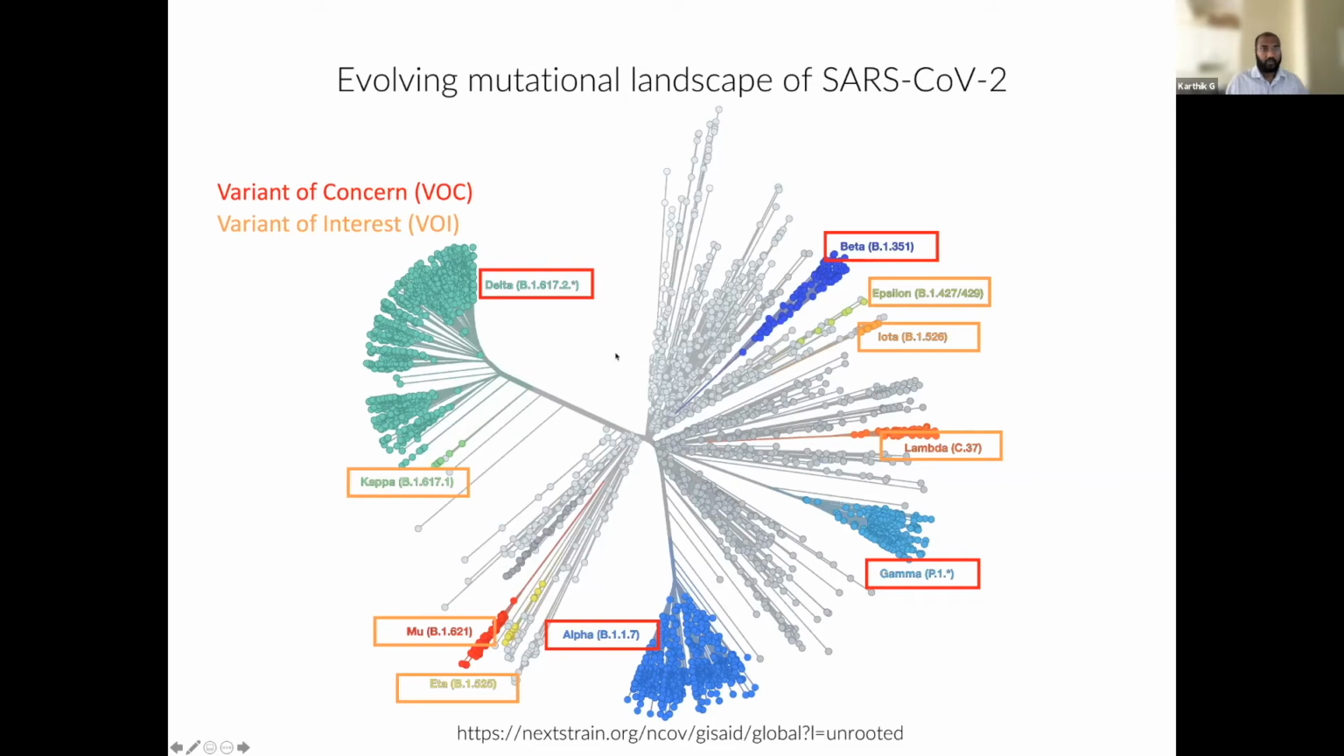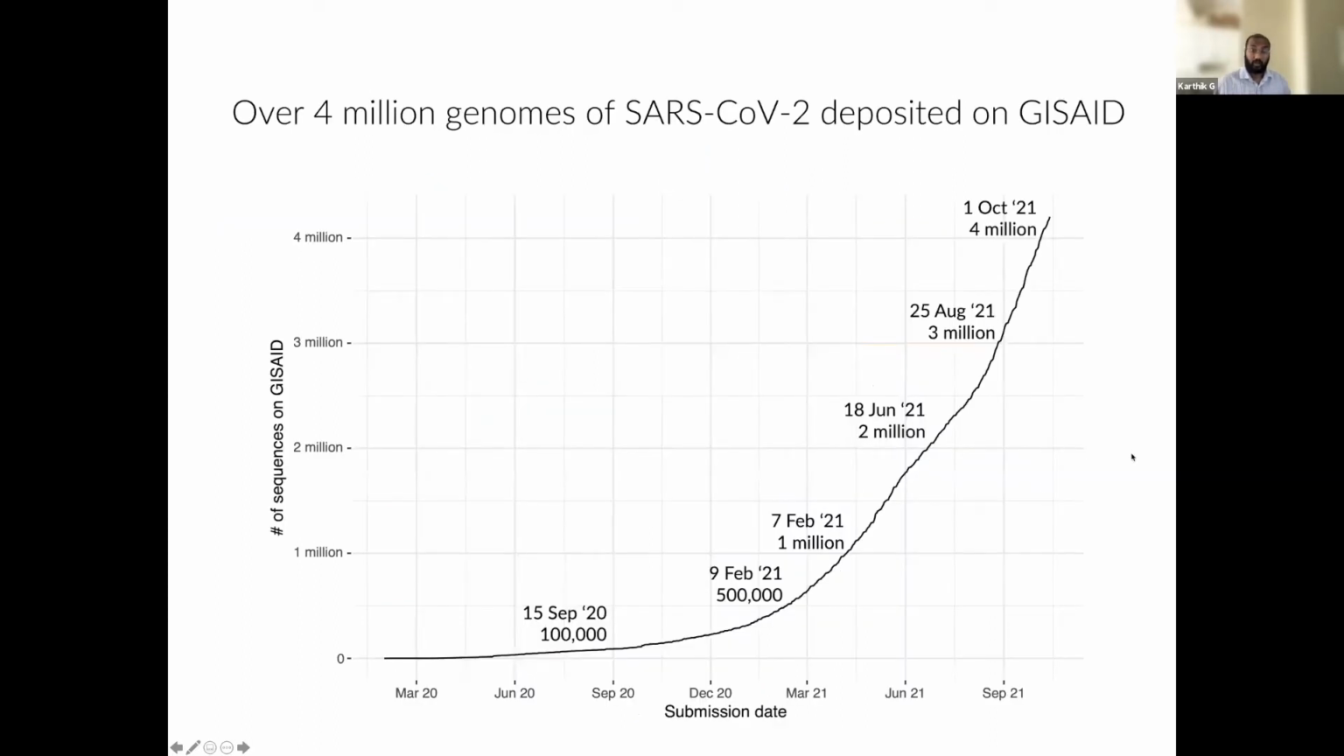In addition, you also have many variants of interest that are continuously being monitored to see if they acquire mutations that could also lead to an increase in their growth rates. Now, we've been able to really track the pandemic and the genetic diversity of SARS-CoV-2 closely because of sequencing efforts worldwide. As of October 2021, over 4 million genomes have been deposited on GISAID. The availability of so much data means that we can really track the growth rate of lineages in close to near real time.